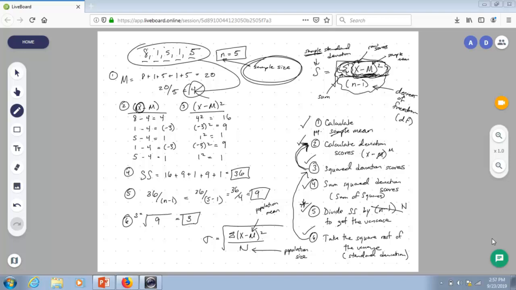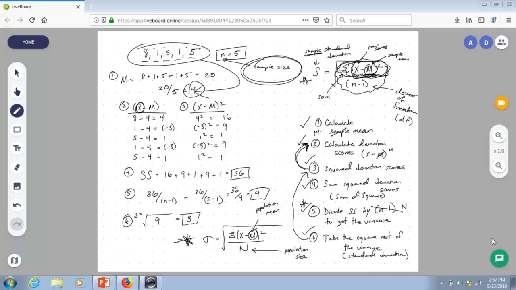So, the key differentiating piece between population standard deviation and the sample standard deviation is the denominator mainly, and then you have a distinguishing piece found in the parentheses, where here there's an emphasis on population mean, here there's an emphasis on sample mean.